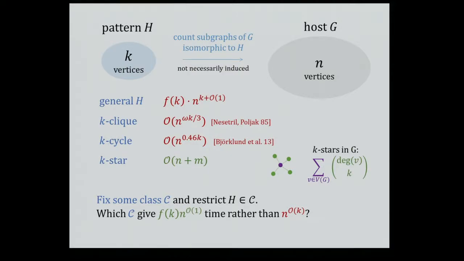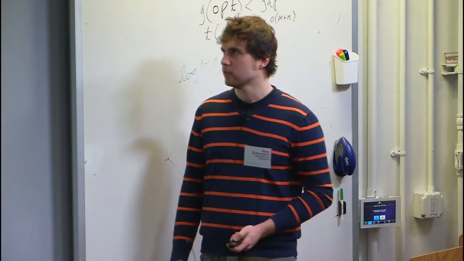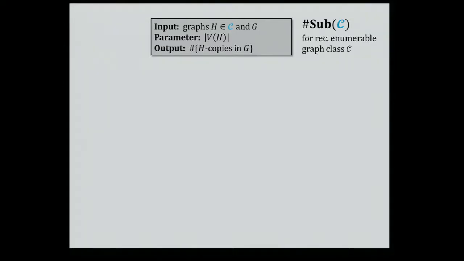So let me just rephrase this. Let's say we're given a graph class C, which is recursively enumerable. Then we define a problem count sub restricted to C. You're given as input a pattern graph H from C and a general graph G. You parameterize by the solution size, by the number of vertices in H, and you're interested in the number of H copies appearing in G. So this is a class of problems, one problem for each graph class.